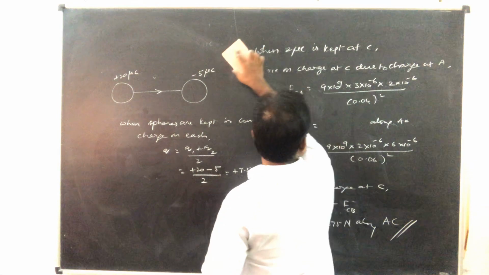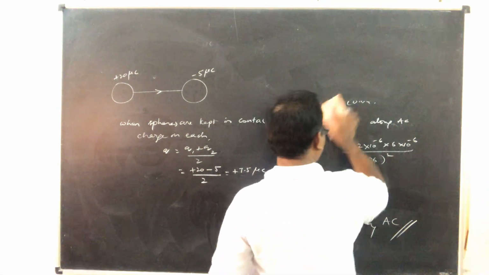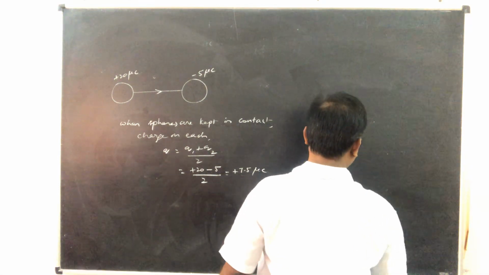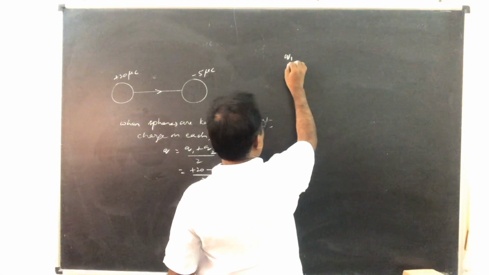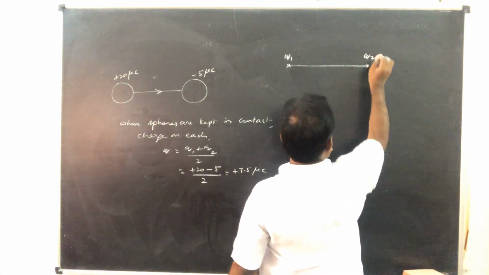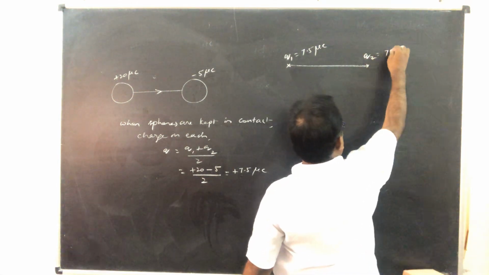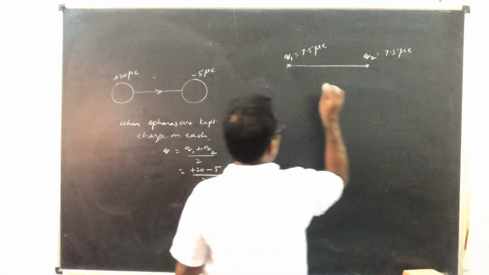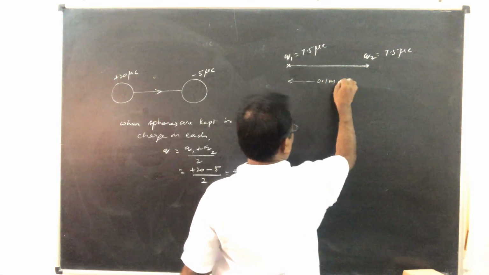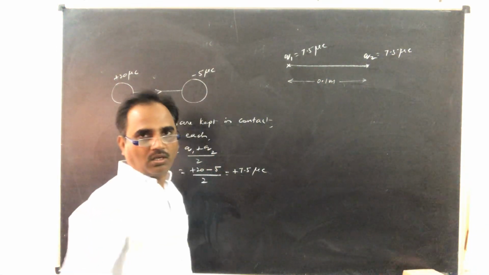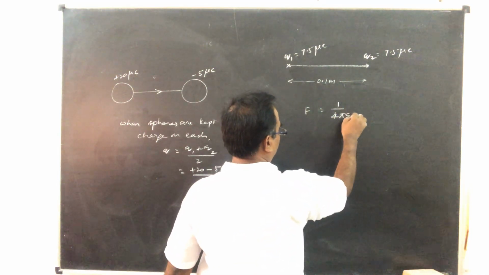Now these two charged spheres act like 2 point charges separated by 10 centimeter. So this is Q1, this is Q2, which is 7.5 microcoulomb each, and they are separated by 10 centimeter, that means 0.1 meter. Now by using Coulomb's law, you find this force.